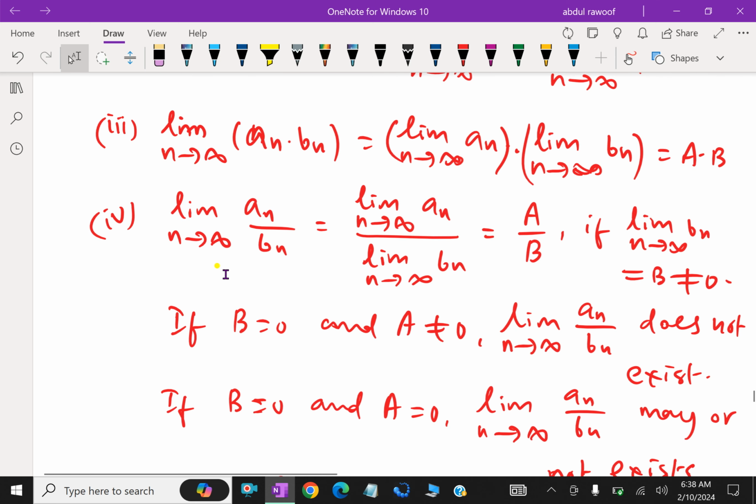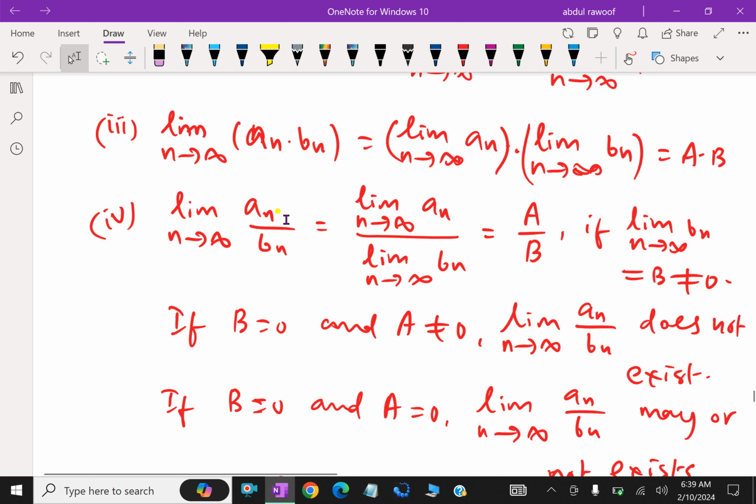Like division, the limit of an divided by bn is equal to the limit of an over the limit of bn, equal to a over b, if the limit of bn equals b not equal to 0. For this expression b should not be equal to 0. If b equals 0, what happens? If b equals 0 and a is not equal to 0, then the limit of an over bn does not exist.